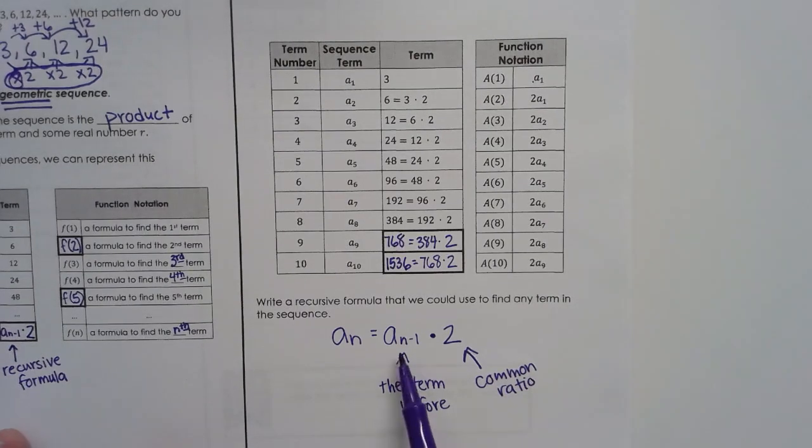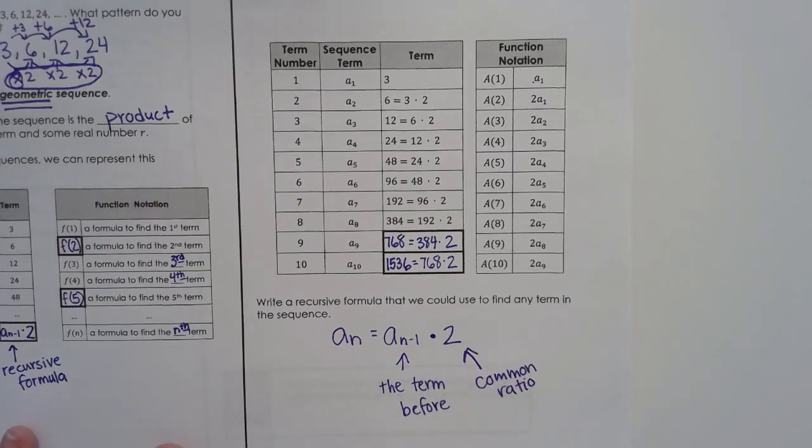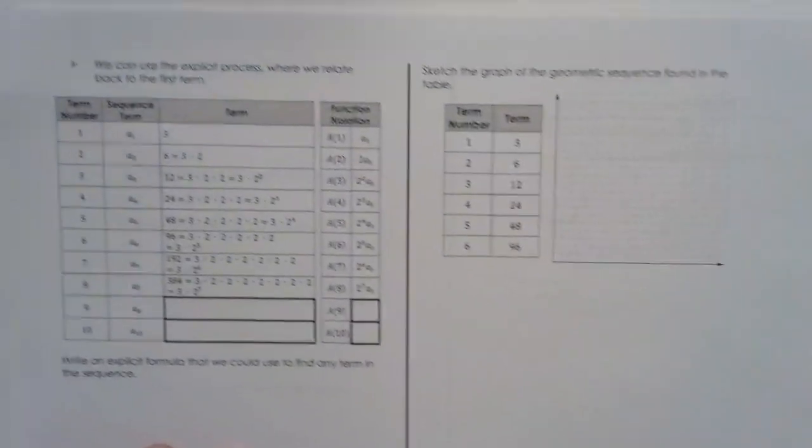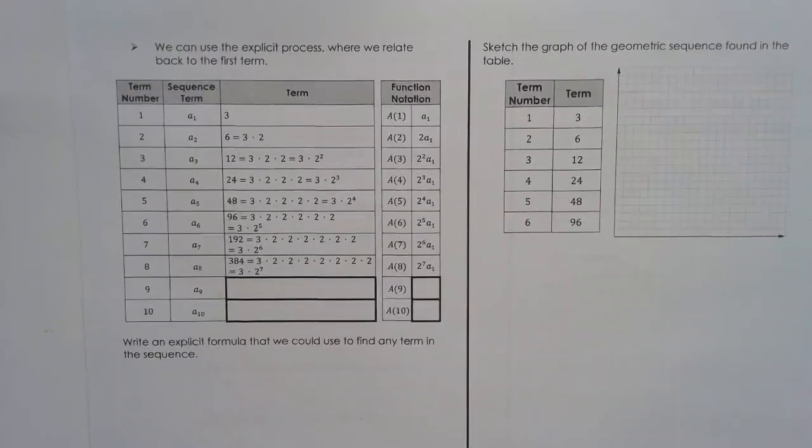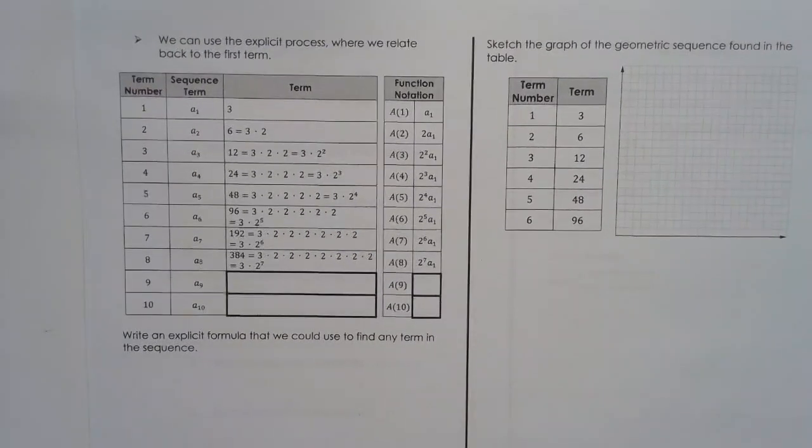Okay, so the term before it times the common ratio. So a sub n minus 1 times 2. All right, let's continue. Turn the page. Now we're talking about the explicit process. The explicit process, unlike the recursive process, can help us jump to any number. We don't have to necessarily know the number before it to be able to find whatever term we're looking for.